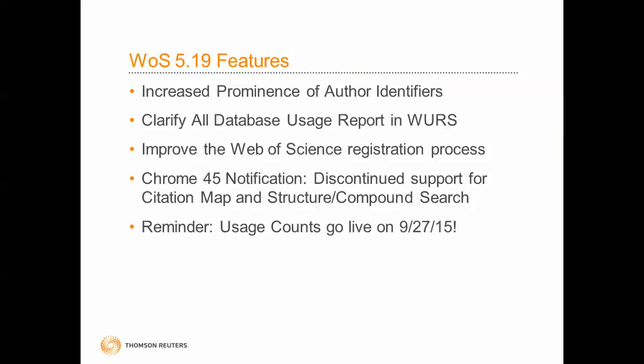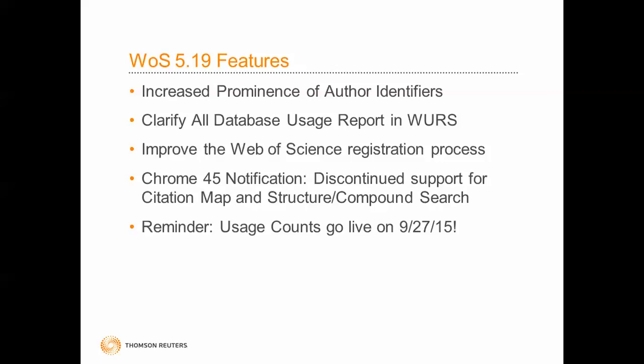One is the increased prominence of the author's identifier field on the full record, making some changes there that we hope people will like. We're going to change a little bit of how the Web of Science usage reporting system looks. We're not really changing what's counted or anything, but we're making some adjustments on the actual page that we hope will make people a little bit more aware of the importance of the AllDB search. We're also making some changes to the Web of Science registration process. The change is really made to suppress a lot of bot activity that we discovered.